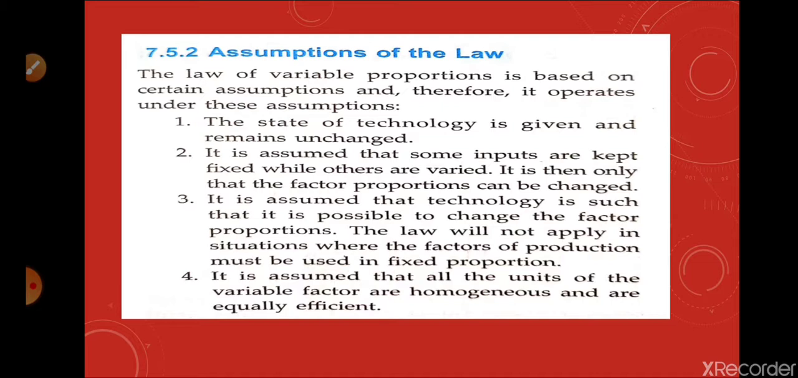So four conditions are there. First one, technology should not change. Second one, fixed factors should be fixed, or a proportionate change should not be there in the variable factor and the fixed factor. And third one, the law will not apply in the situation where factors of production must be used in fixed proportion. Meaning if we are increasing the ratio of variable factor to fixed factor, then it is not applicable. And the last one, the units of the variable factor are homogeneous, meaning same capacity, no specified skills in the laborers, otherwise this is not applicable. So I hope you understood this one.